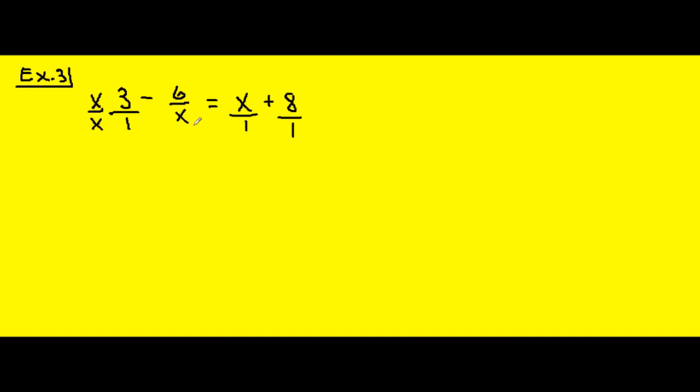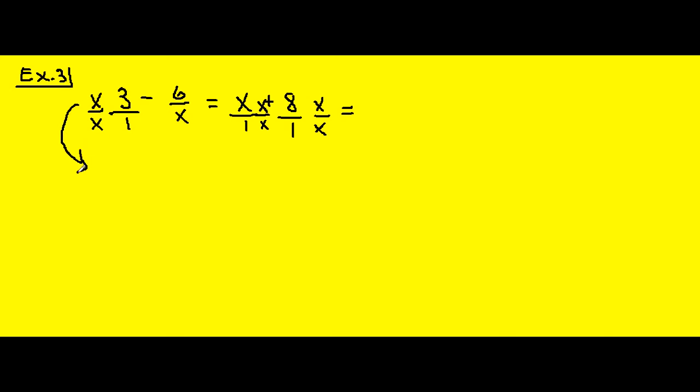Second term already has the x. How about this third term here? This is going to be x over x, because I want that denominator to be x, and same with the 8. Multiply it by x over x. Okay, my denominator is now the same, so we can combine our numerators.